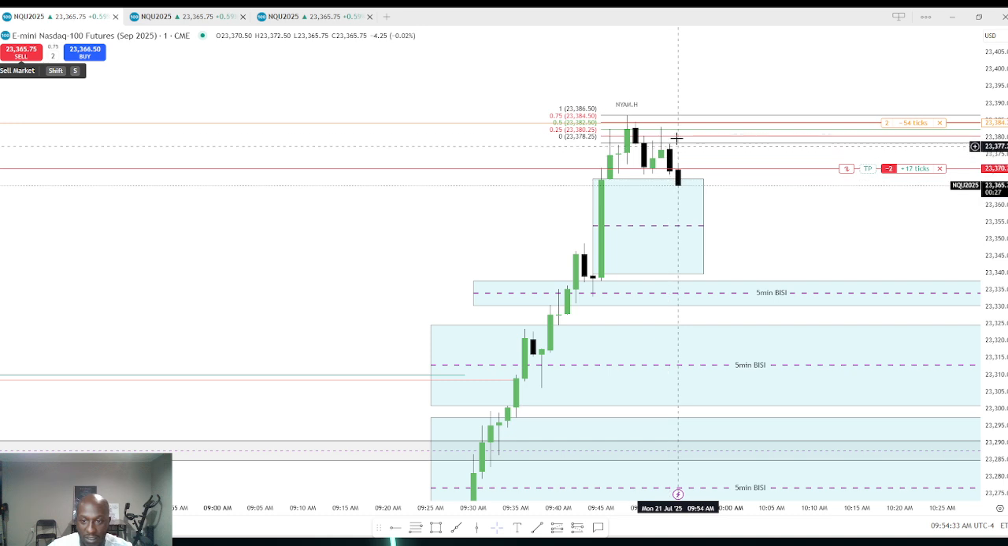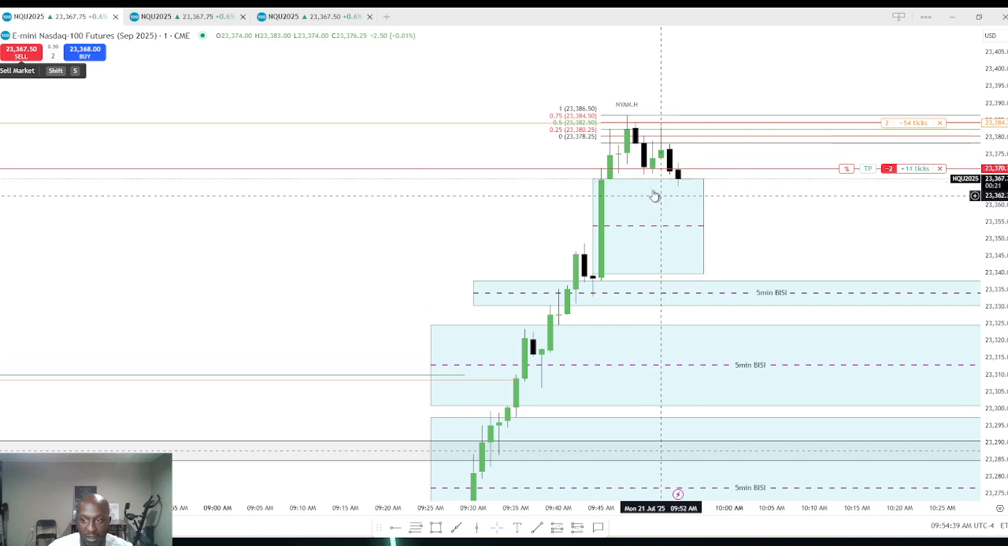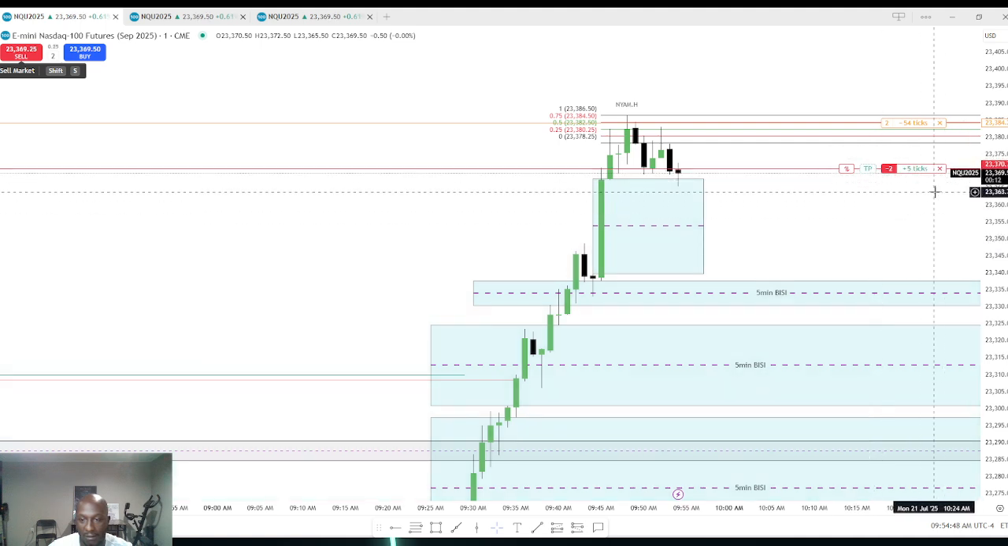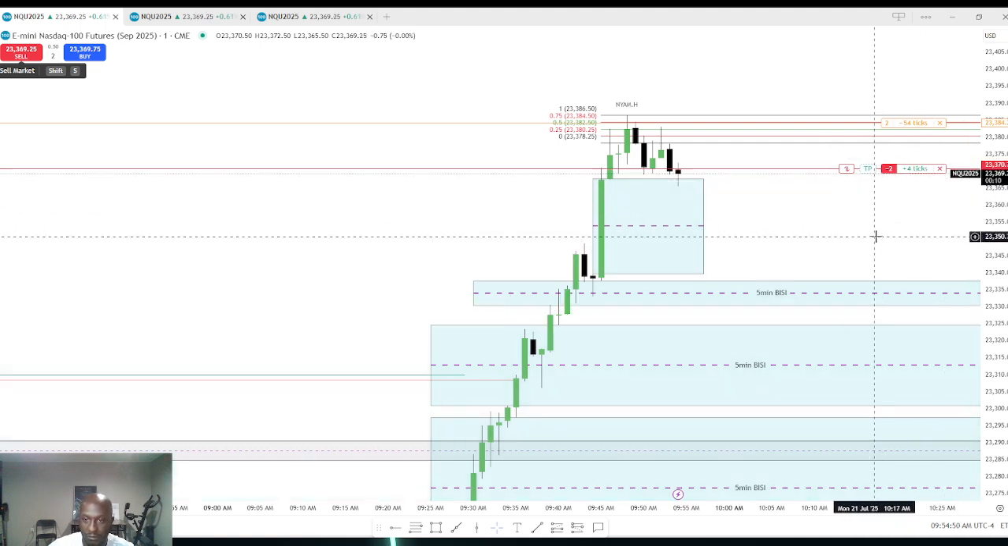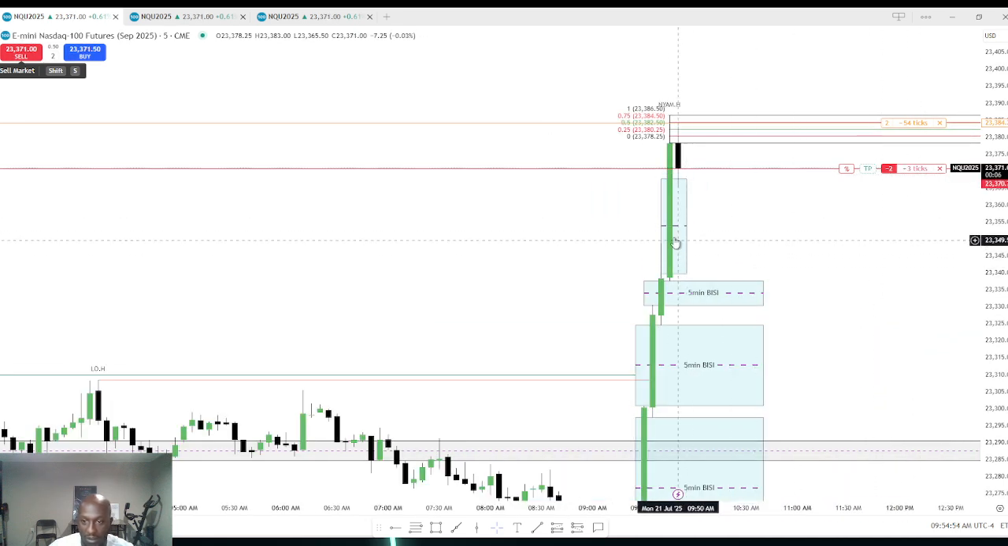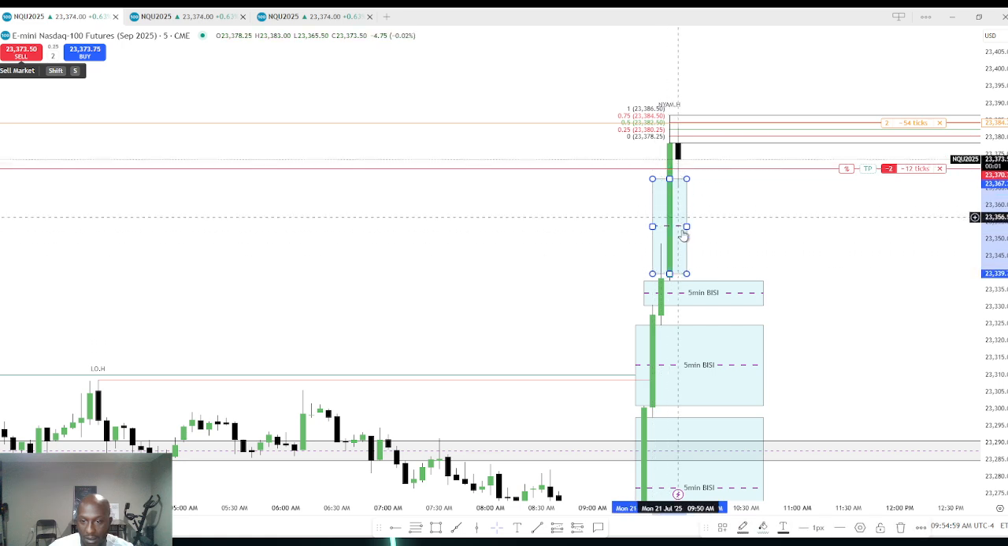Like I said, I want to see a complete close over this. See how we're wicking in the top half. I don't think we're going to get that, but we're going to hold it and see. Because again, I would like to see this at least closed.